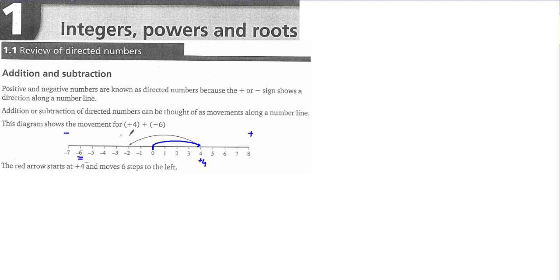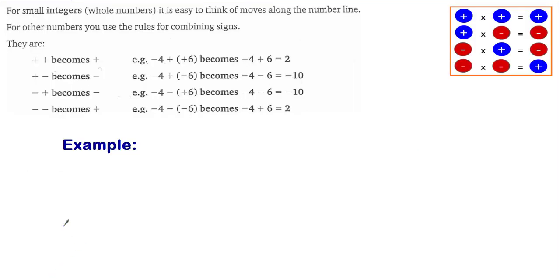When you go to the negative side, 1, 2, 3, 4, 5, 6 units to the left, when you come, the result becomes minus 2. So plus 4 plus minus 6 is equal to minus 2. Okay, I'm going to explain this one with different cases.